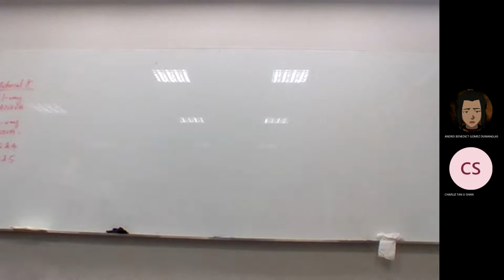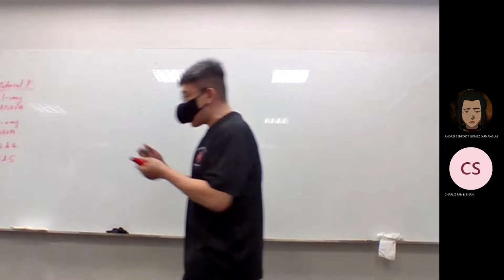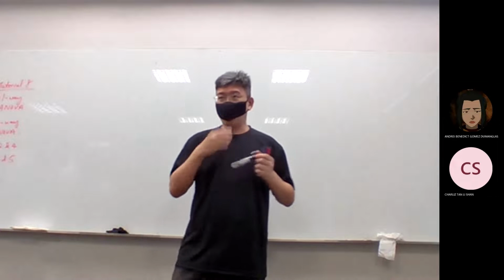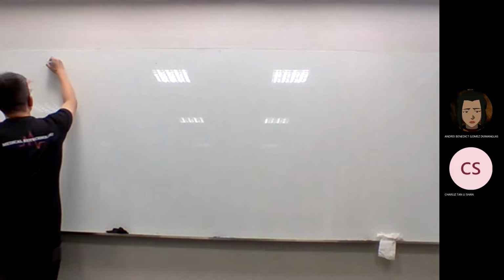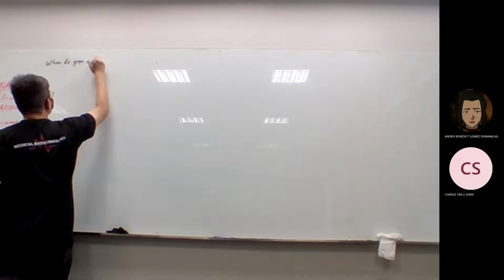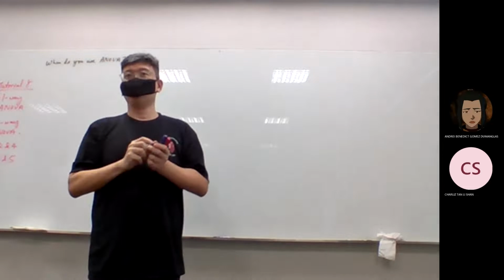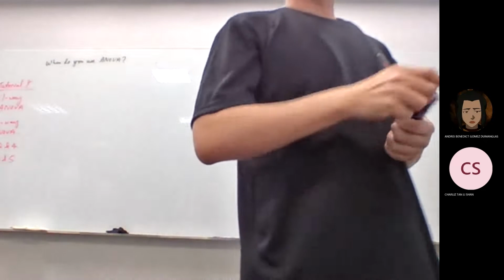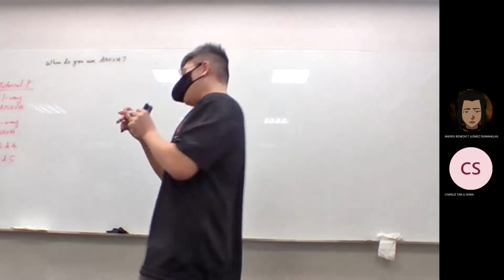All right. So today we are going to do the most horrible calculation called ANOVA. Now, ANOVA stands for analysis of variance. When do you use ANOVA? When do you use it? Three or more populations.